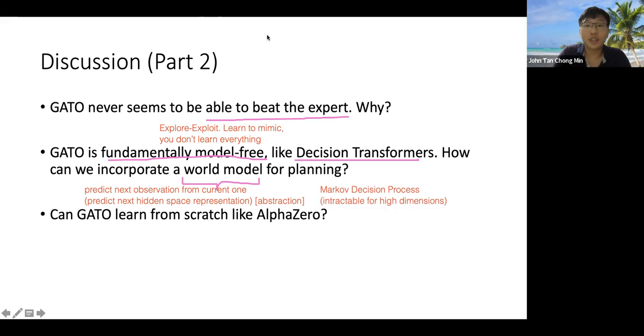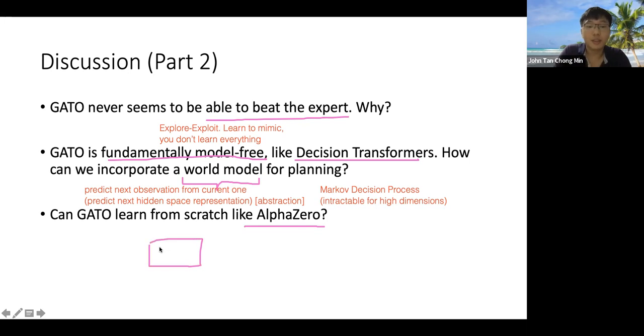So the last question I'd like to ask is, do you think GATO can learn from scratch, like from AlphaZero? So use an AlphaZero-like method where you learn from itself, from self-play, or learn from past experiences and improve itself. Maybe it can learn.